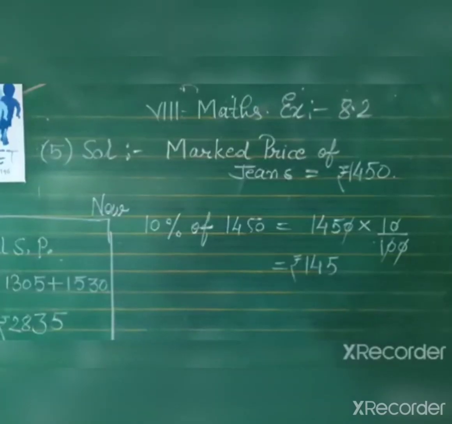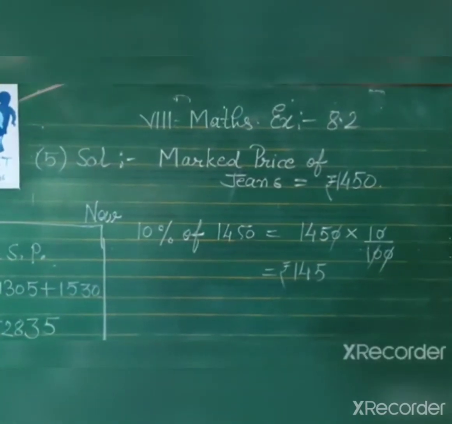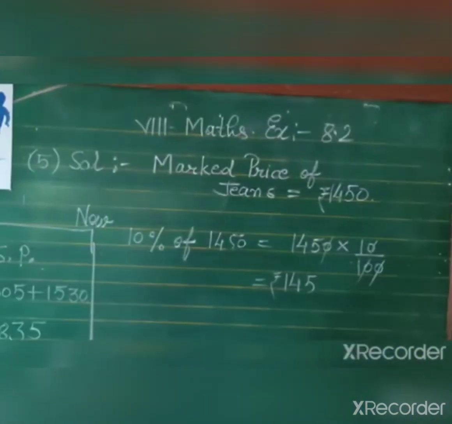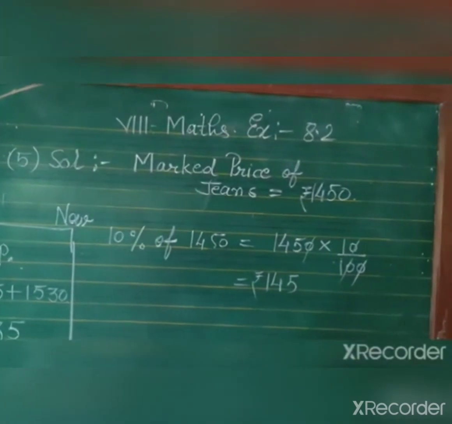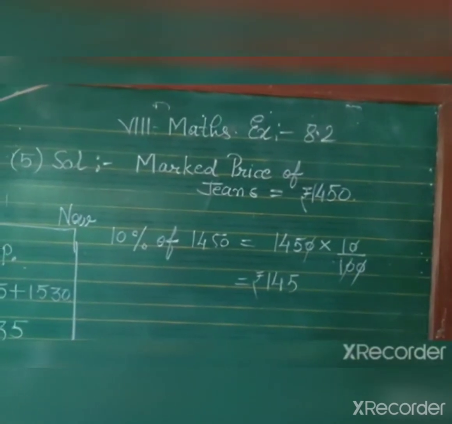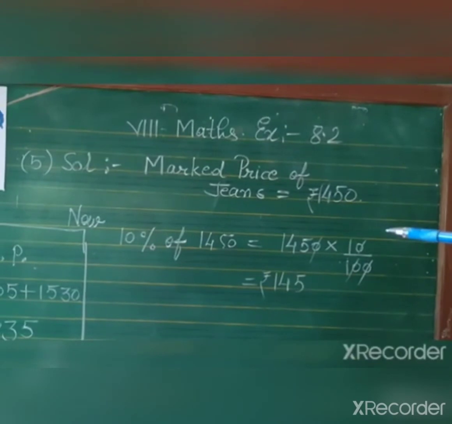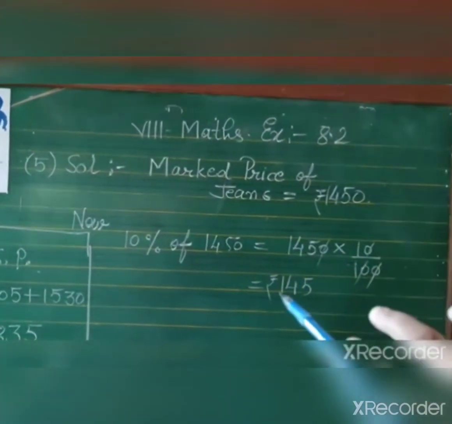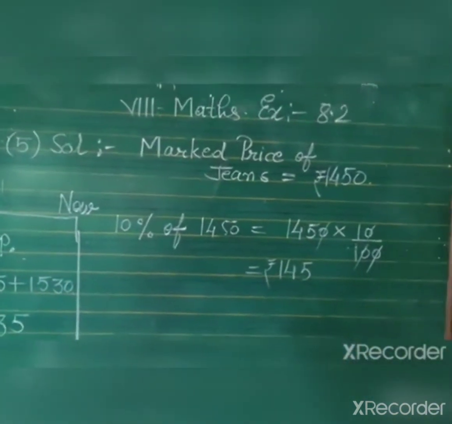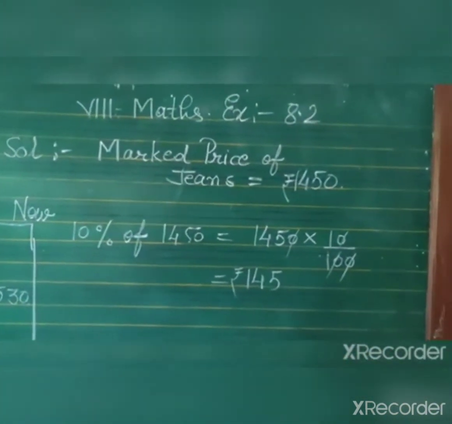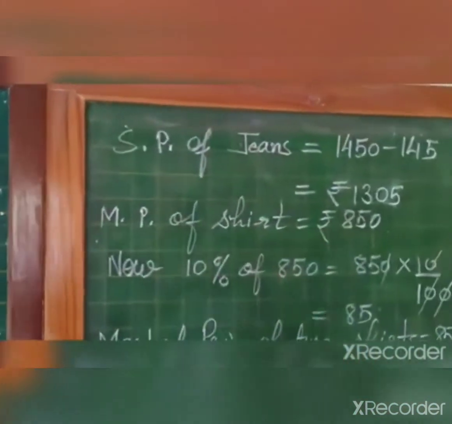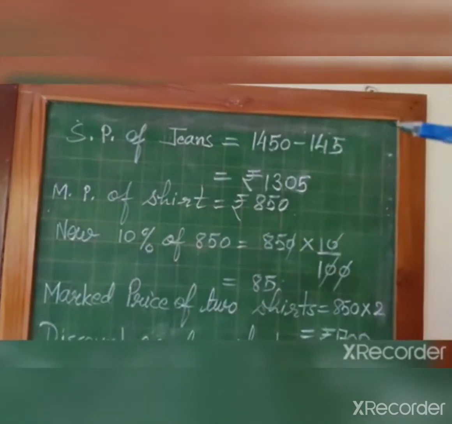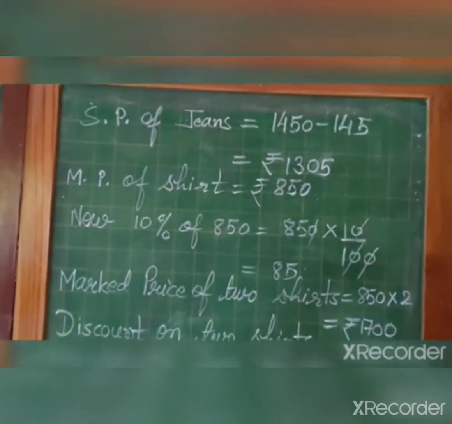Let us start. Now see here, first you will write mark price of jeans is equal to rupees 1450. Now 10% of 1450 is equal to 1450 into 10 upon 100. You can see here, 1 0 cancelled by that 1 0, and this 0 is cancelled by this 0. So rupees 145 discount is there. So discount we always subtract from the mark price. So the real price, that means SP of jeans, is equal to 1450 minus 145, so 1305 you will get.